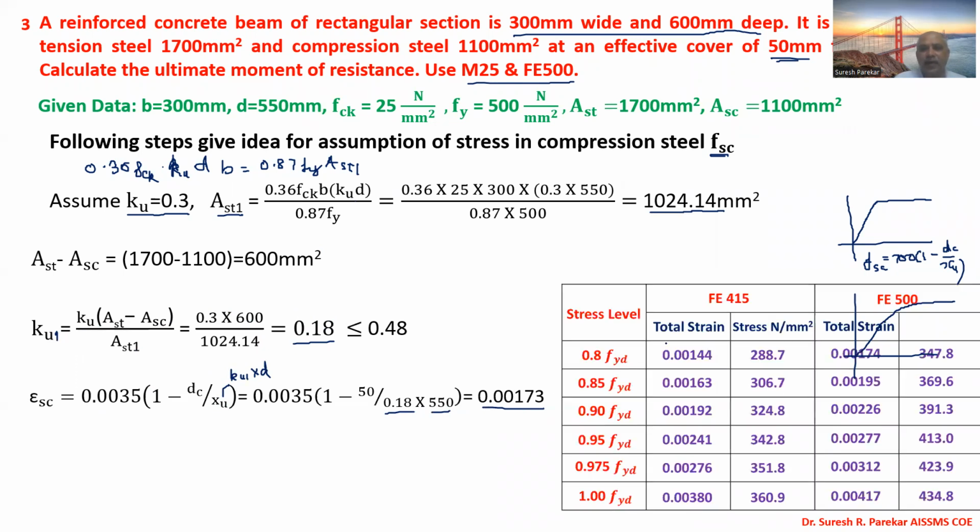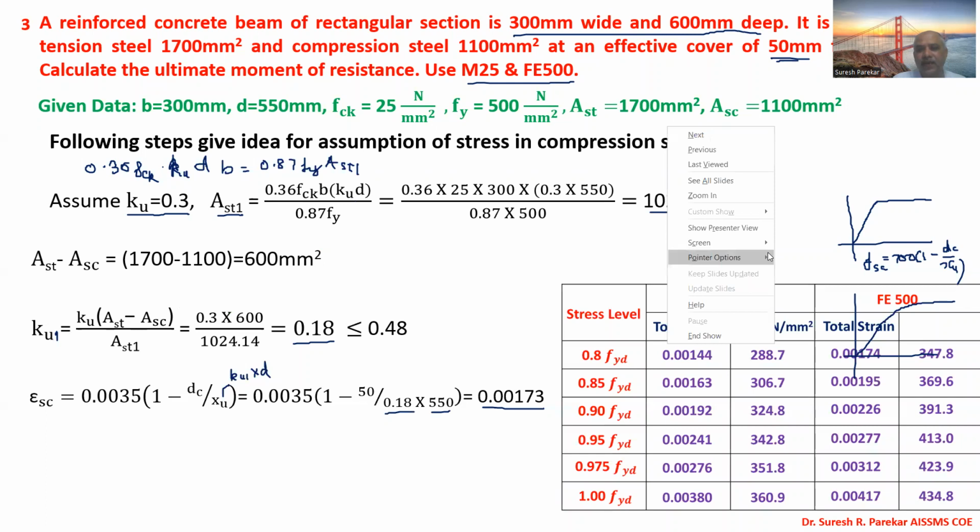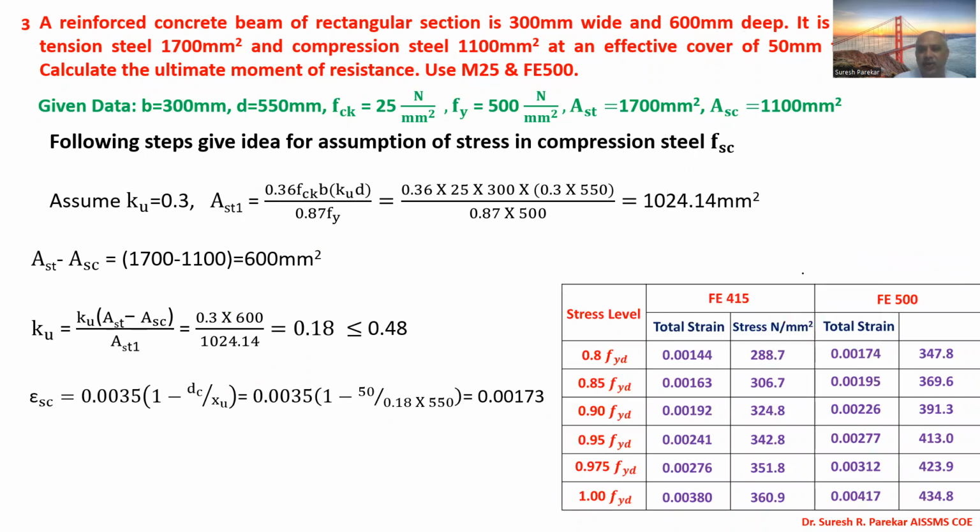Now we have this table already. We have seen it. If you have any doubt, you can go to the design of reinforced concrete structure playlist, and there you can see how this table was prepared. Now for 0.00173, I can assume the value related to 0.00174, and that we have 347.8. So I will assume this value as 350. You can assume a value close to it, and if possible, the end number should be 5 or 0.